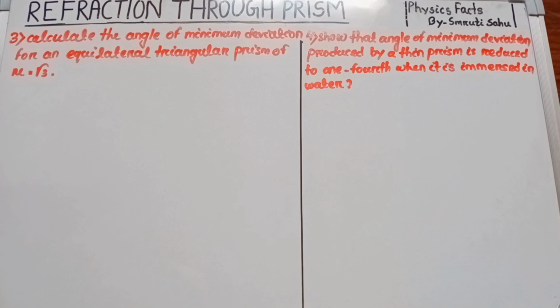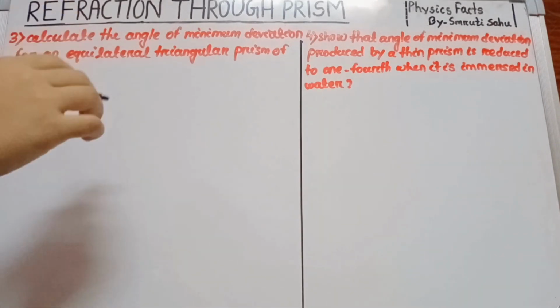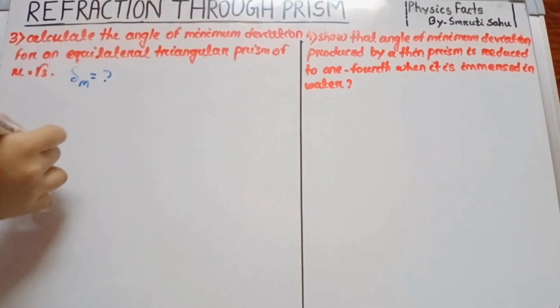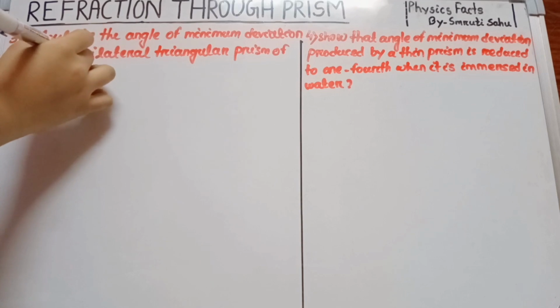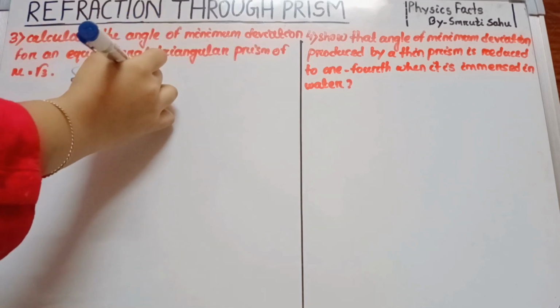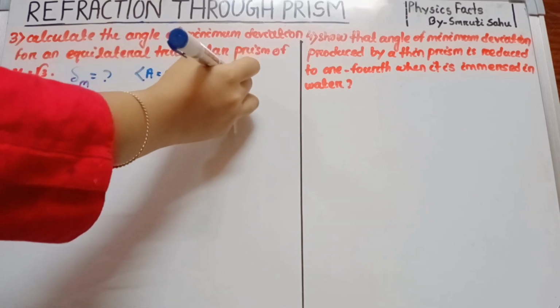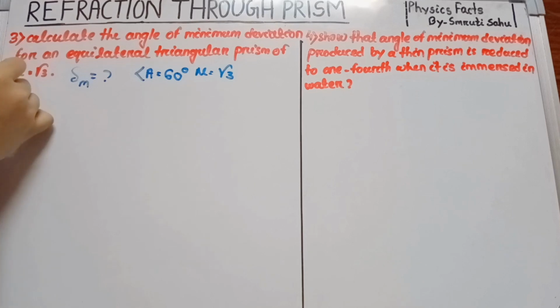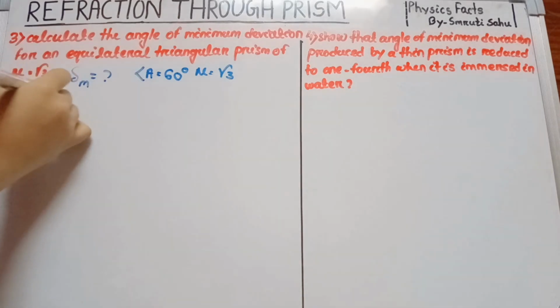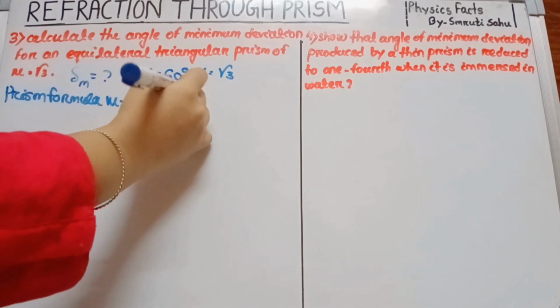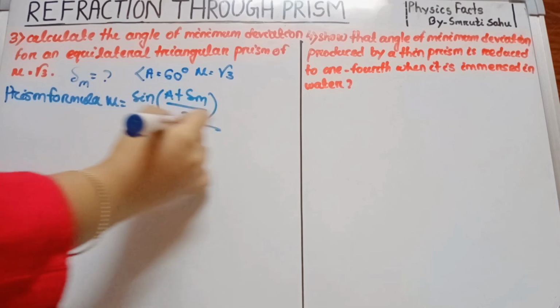Calculate the angle of minimum deviation for an equilateral triangular prism of refractive index mu equals root 3. That means, students, here we calculate the angle of minimum deviation, delta m. The prism is an equilateral triangular prism, so the angle of prism is 60 degrees, and refractive index mu equals root 3. We know from the prism formula that mu equals sin of (A plus delta m) by 2 divided by sin A by 2.